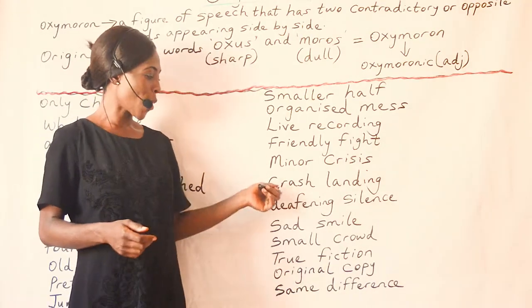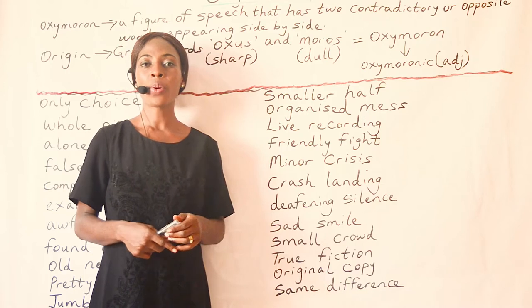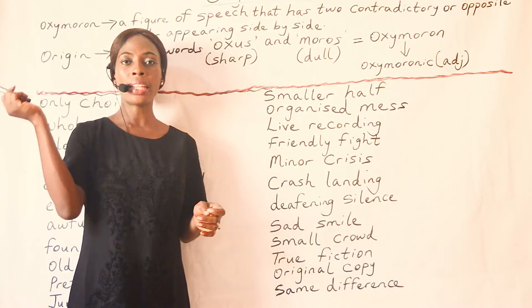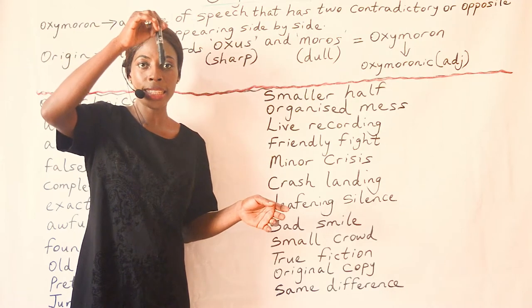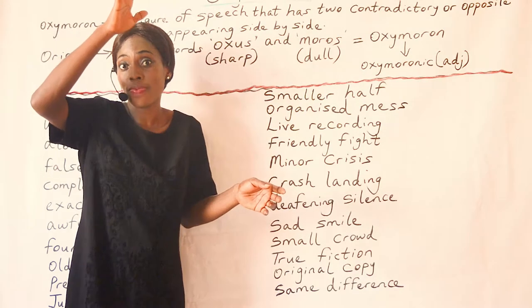Next we have crash landing. Now crash means when something like a plane is about to land but it accidentally crashed.